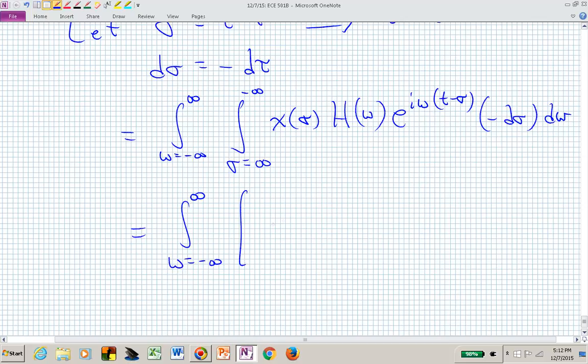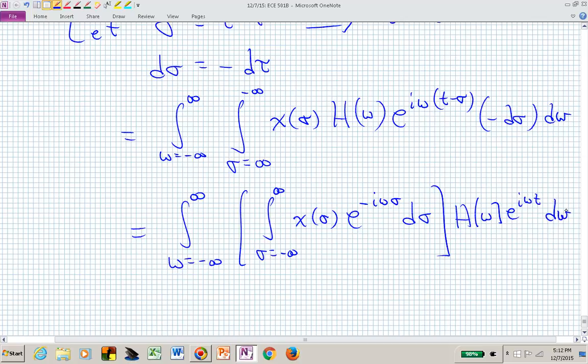We can say omega from minus infinity to infinity. In here we now have this integral from sigma equal minus infinity to infinity, and we'll take that minus sign from in front of d sigma to change the limits. Just flip the limits on our integral. We now have x of sigma, e to the minus i omega sigma, d sigma, and then we have left over in the other h of omega, e to the i omega t, d omega.